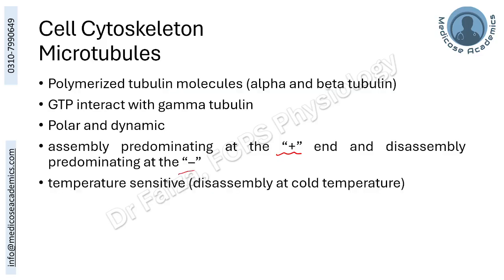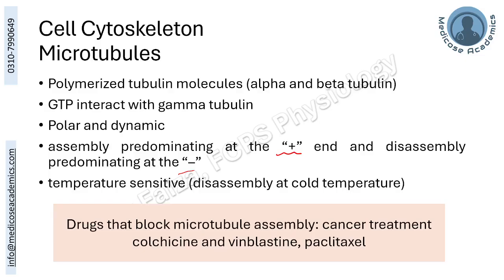And this assembly is also temperature sensitive. At extremes of cold temperature, there will be promotion of disassembling. There are drugs available that can block the microtubule assembly, for example colchicine, vinblastine, and paclitaxel, and these are used in cancer treatment.